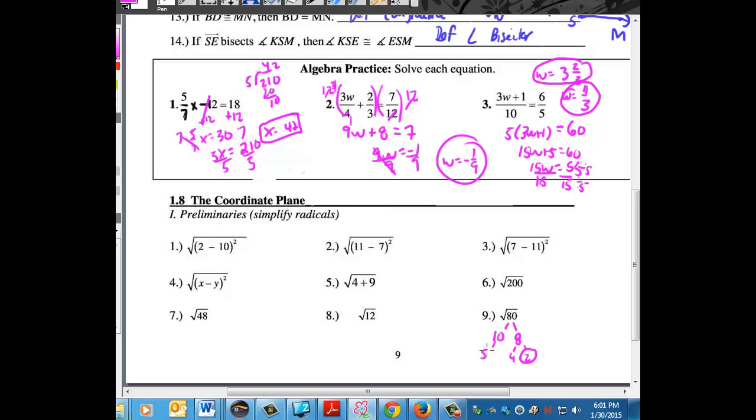10 breaks down to 5 and 2, and 2 is prime. And then 4 breaks down to 2 and 2, and 5 is prime. So what I have here is 5 times 2 times 2 times 2 times 2. Now, for every pair that I have, I can pull out one of these. So I pull out one 2, and I pull out a second 2. So now I have two 2's in front and then one 5 left underneath. 4 rad 5.